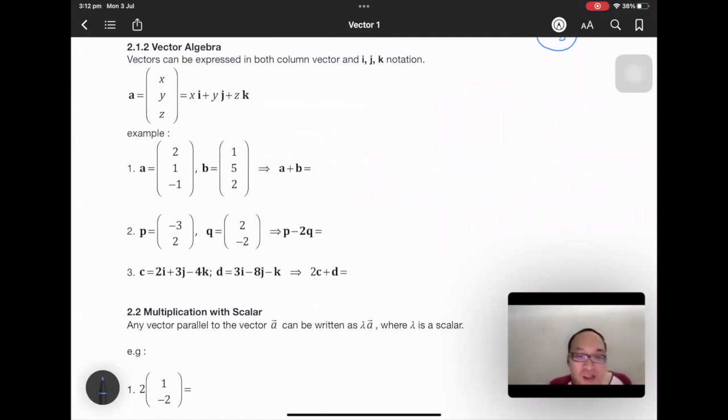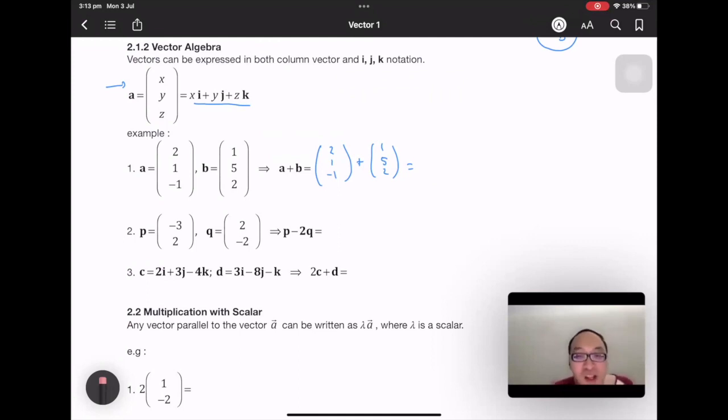Vector algebra. So we usually express the vector in the form of a column vector, or we just express it in the ijk notation. For example, I have two vectors, A and B. Vector A is (2, 1, -1), and B is (1, 5, 2). The vector A plus vector B is just simply adding the vectors.